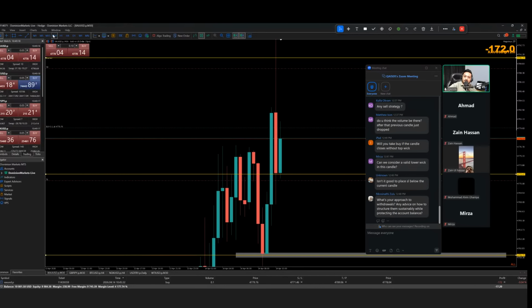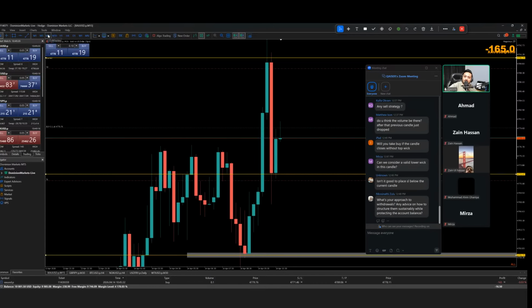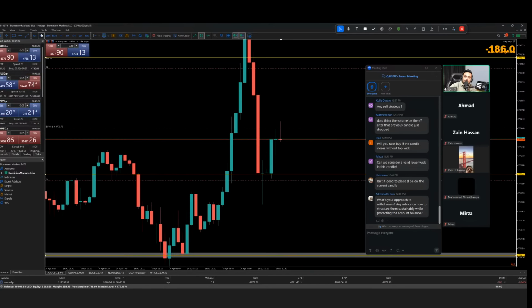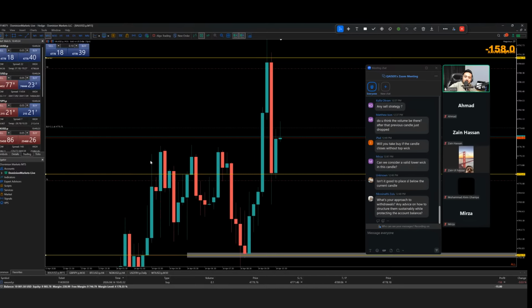Wow, 30 minutes just started rejecting, right? It's good, whatever is going on here. Can we consider a valid lower wick in this candle? Yeah, why not. If I get a confirmation candle, I add one position. So if it creates a little deeper move, we can break above the high and I will add one more position into it.